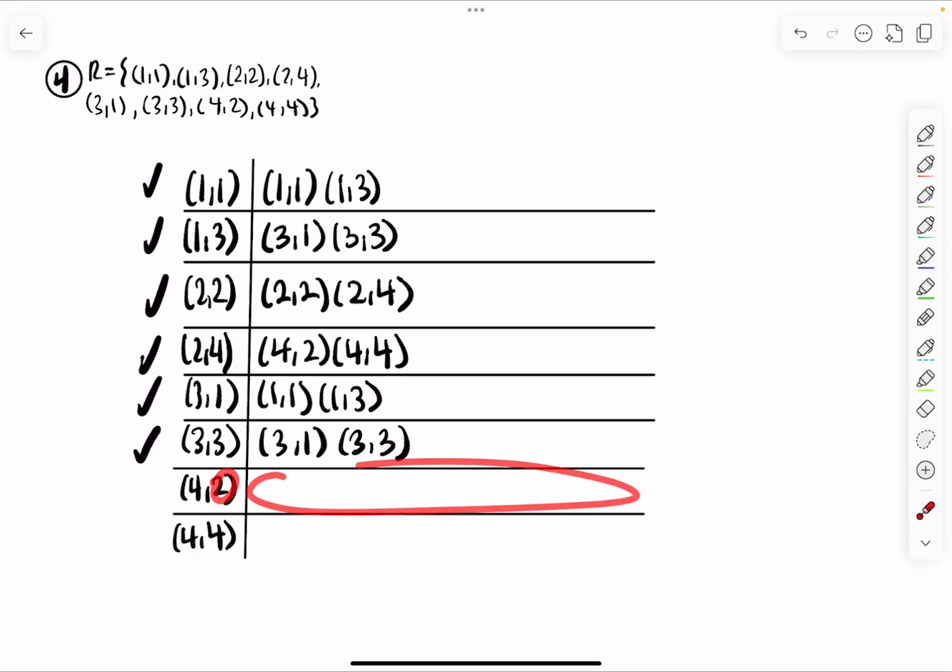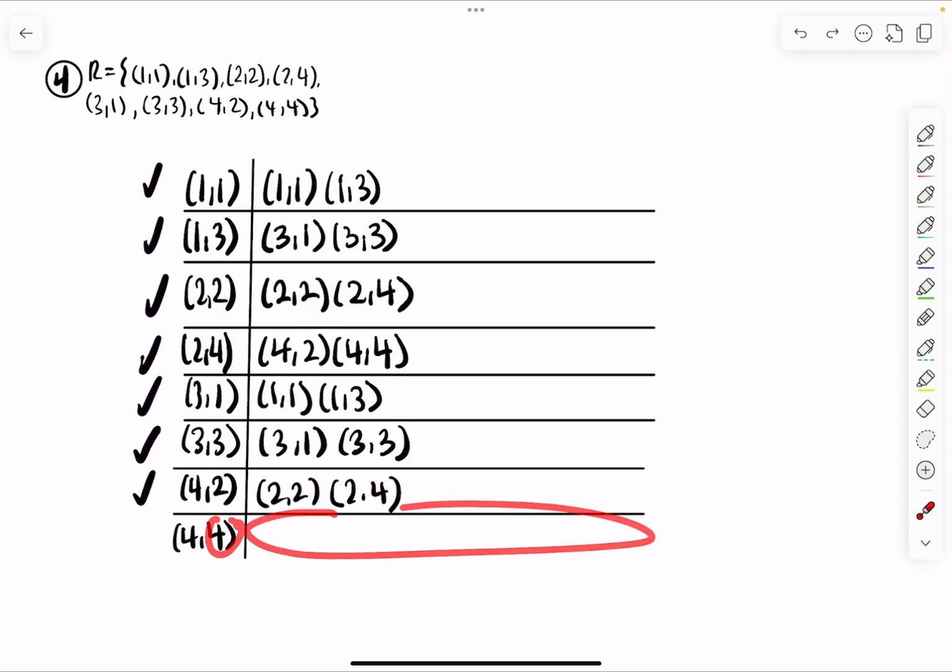All the points that are going to go here start with 2. Out of all of these, which ones start with 2? This one and this one. So (2,2) is going to be a point, and (2,4) is going to be a point. Is (4,2) a point in this relation? Yes. Is (4,4) a point in this relation? Yes. I'm done with all of the points in this row, so I'm done with this point. Moving on to the next.